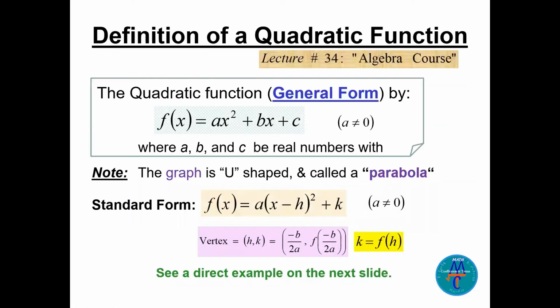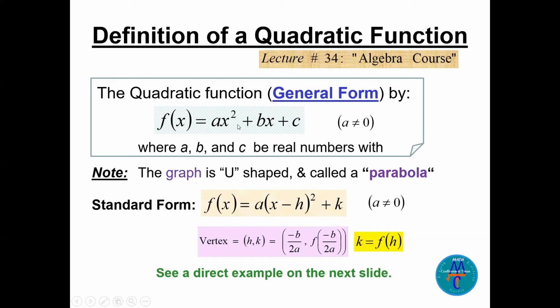Now, quadratic function, it was mentioned in detail in lecture number 34 of the algebra course. The general form will be f of x is equal ax squared plus bx plus c. So here we have squared. This is second degree, we call it second degree. So on the x we have squared. A, b, and c are real numbers. Now the shape, we call it parabola, and it will be U-shaped. We will see now one example.